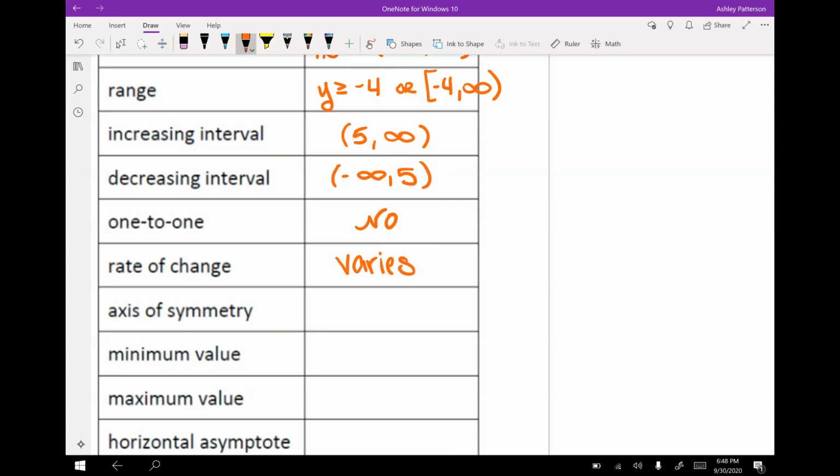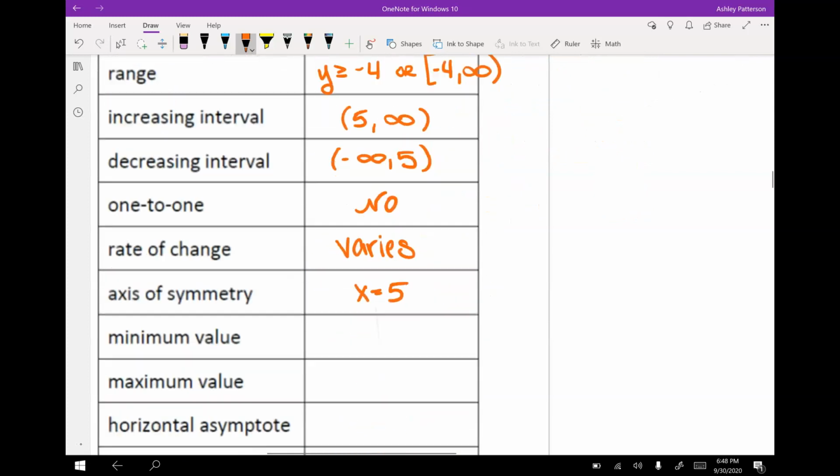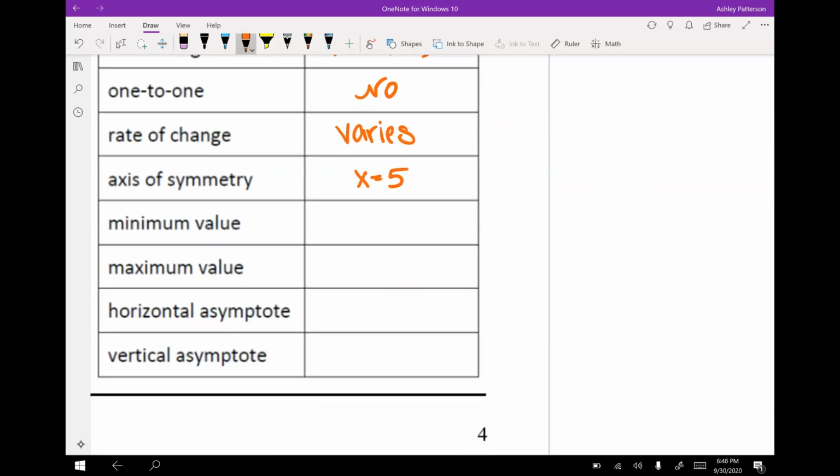Now, axis of symmetry, that's always x equals h, so we have x equals 5. Again, this opens up, so we have a minimum value. It's always the k, so this is -4. Therefore, we do not have a maximum, nor do we have any asymptotes.